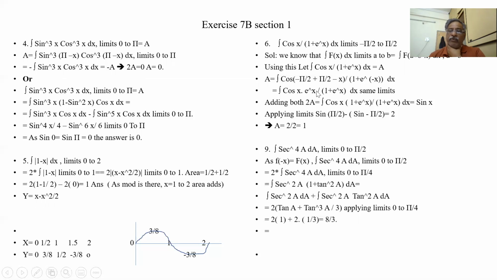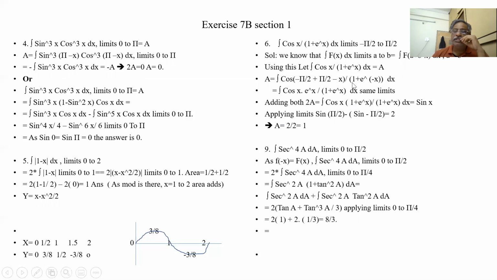So I am adding 1 and subtracting 1. So then what does it become? Or I am adding these two. Adding a plus a, 2a is equal to cos x into e to the power of x plus 1 by e to the power of x plus 1. These two get cancelled. So this becomes sin x. Sin x, when I put minus pi by 2 to plus pi by 2, it becomes 2. So the answer is 2a is 2, a is 1.